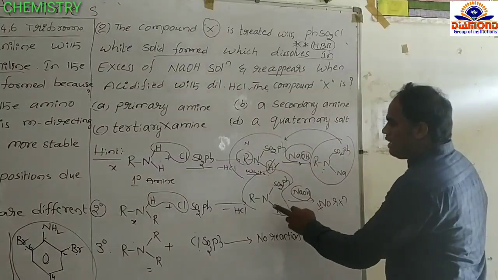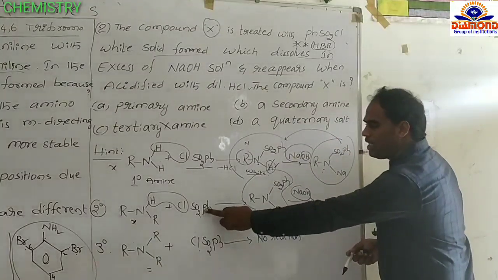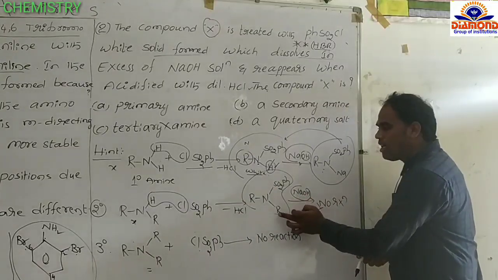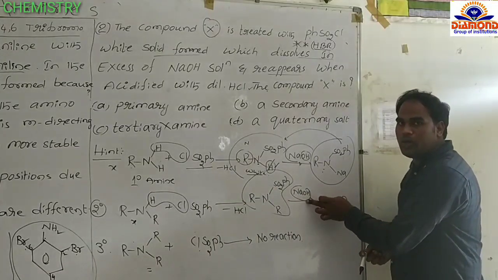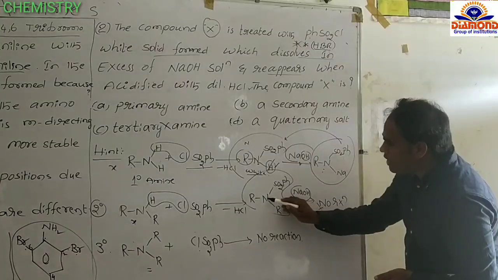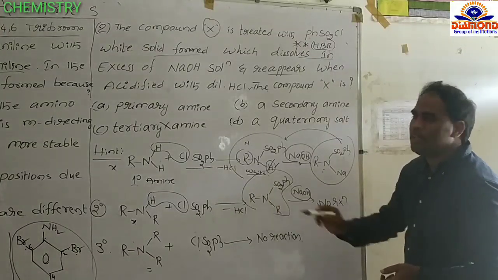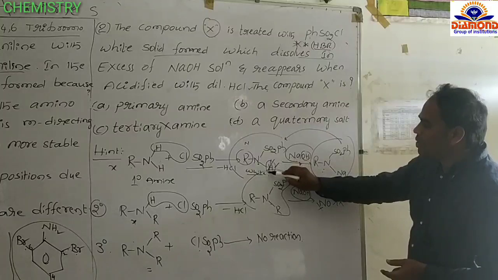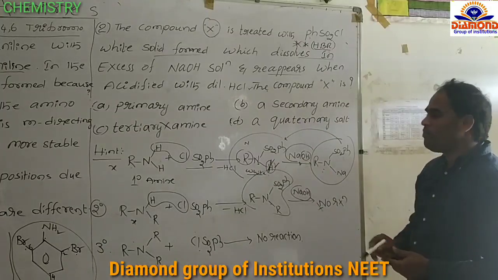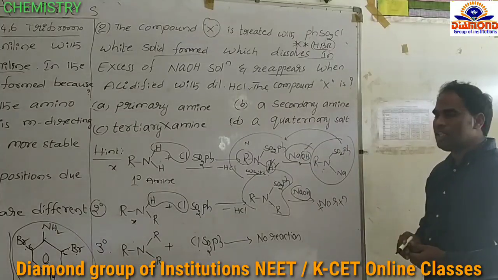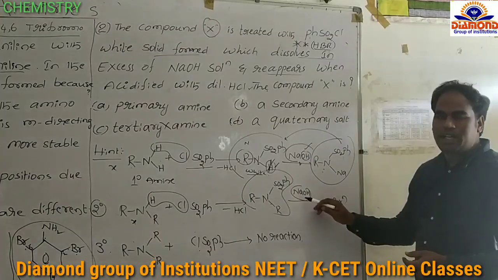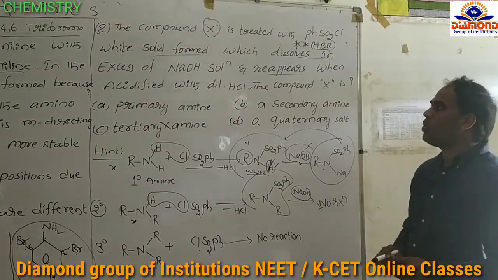But a secondary amine, when it reacts with Hinsberg's reagent, forms a white solid, but that compound does not dissolve in sodium hydroxide because there is no hydrogen atom on nitrogen. But here one hydrogen atom is present on nitrogen, therefore it dissolves in sodium hydroxide. So the secondary amine product does not dissolve in sodium hydroxide.